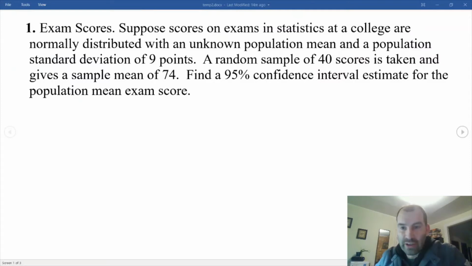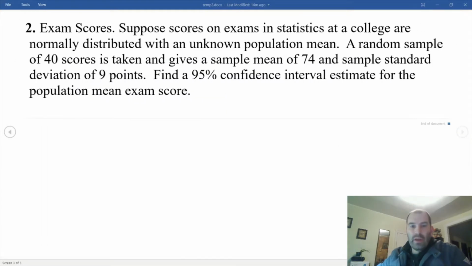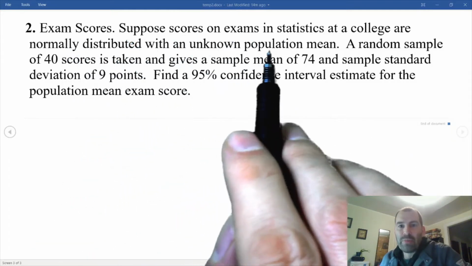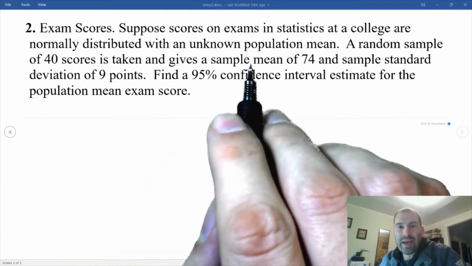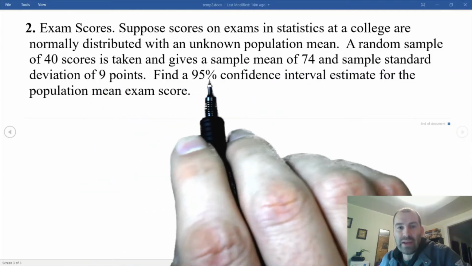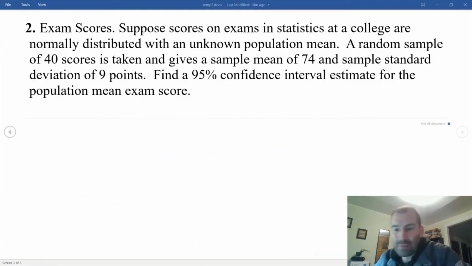So let's take a look here. The problem looks almost identical, all right? Exam scores are normally distributed with an unknown population mean. A random sample of 40 scores is taken and gives a sample mean of 74 and a sample standard deviation of 9 points. Find a 95% confidence interval estimate for the population mean exam score. Look at what's different between this example and the last one.